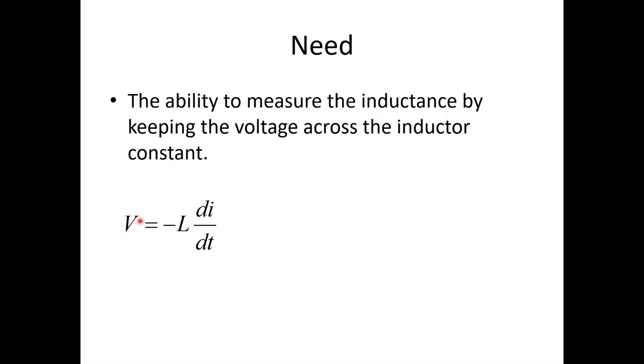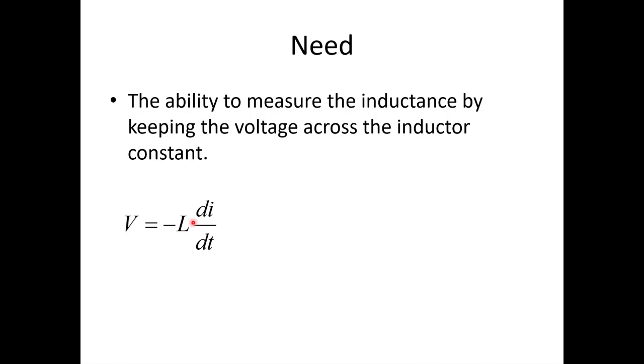By keeping the voltage constant, all we have to do here is have a constant current change. So if we can keep supplying current, increasing the current at a constant rate, like a ramp of current, that will keep the voltage constant. And then the slope of the ramp will be proportional to the inductance.